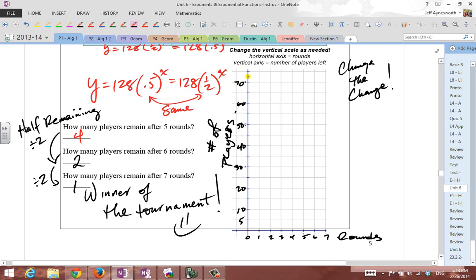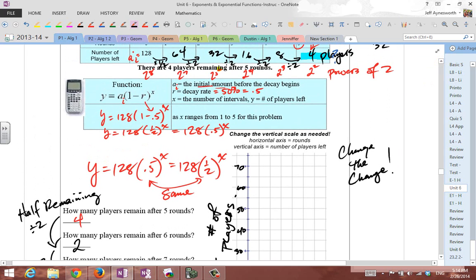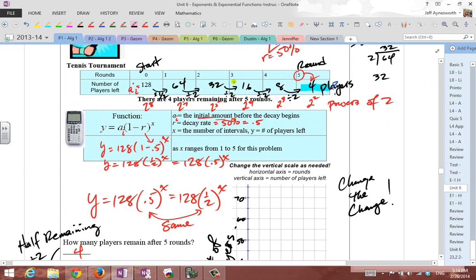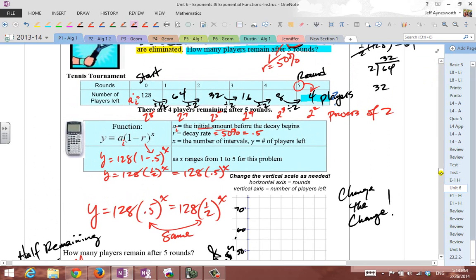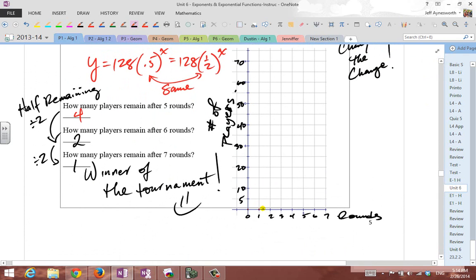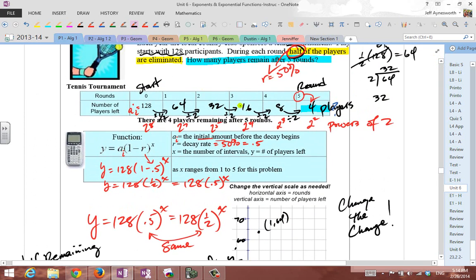Ooh, still didn't work. I'll tell you what. Let's make it easy on ourselves here. Let's just graph most of the points, okay? Let's graph all but the first one here, okay? So this is 1, 64. So let's go ahead and graph that. 1, 64. All right, and then what's left over? Let me see. 2, 32.